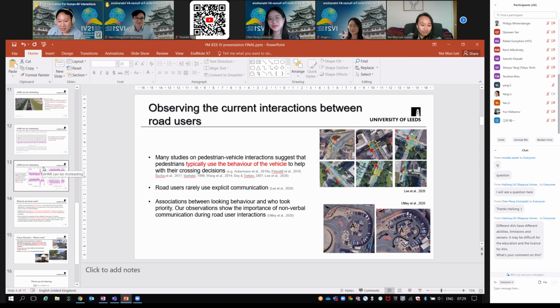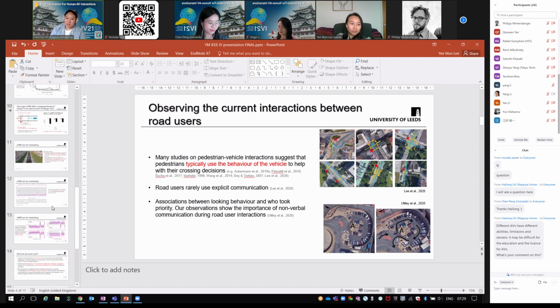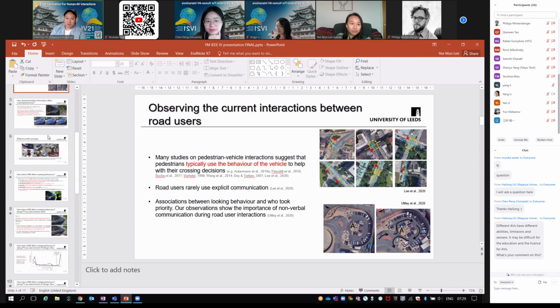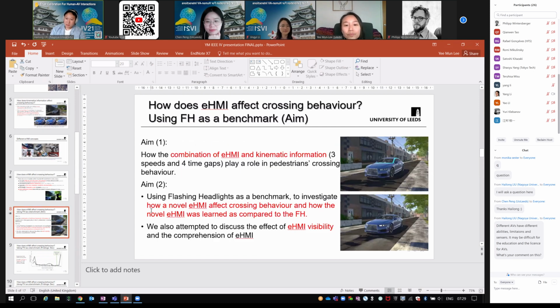Okay, thank you. I have a question about the eHMI design. As I know, a lot of studies in Europe always use the light bar as the eHMI, right? And some studies in China, Japan, and Korea use, for example, text. So I want to know the reason why in Europe the light bar is very important.